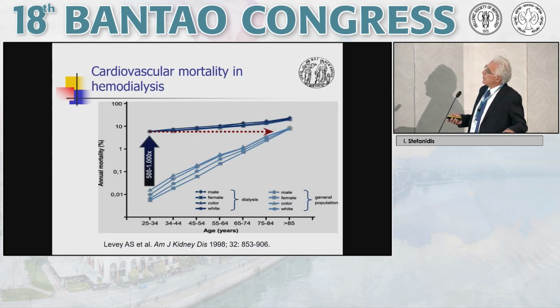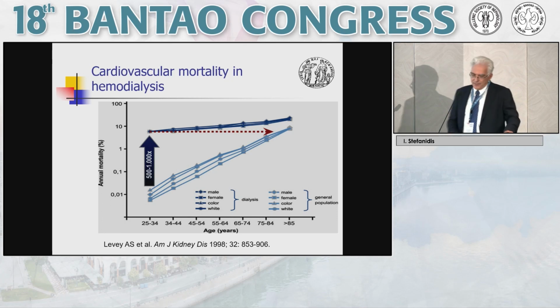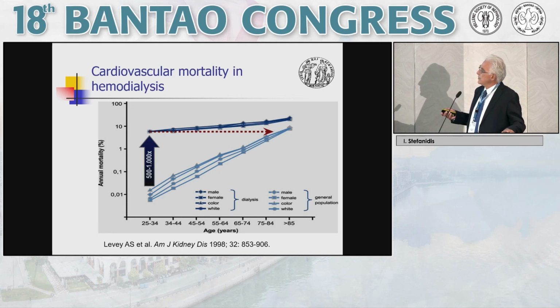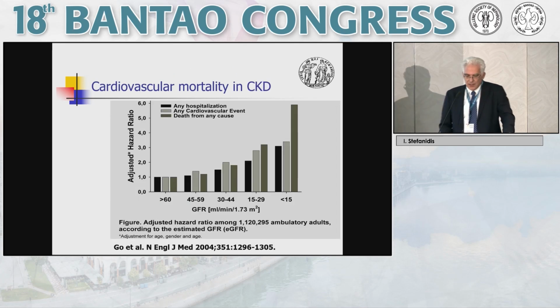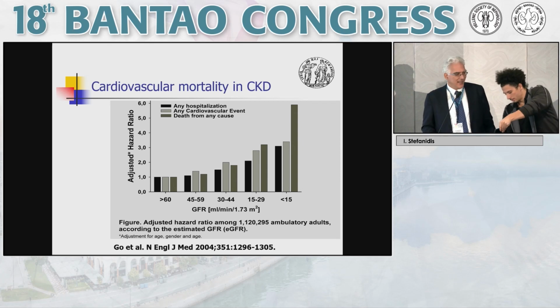The prognosis is bad. Dialysis patients of young age have 500 to 1,000 times higher mortality than the general population, and these young dialysis patients have the same mortality as 80-year-old people from the general population.